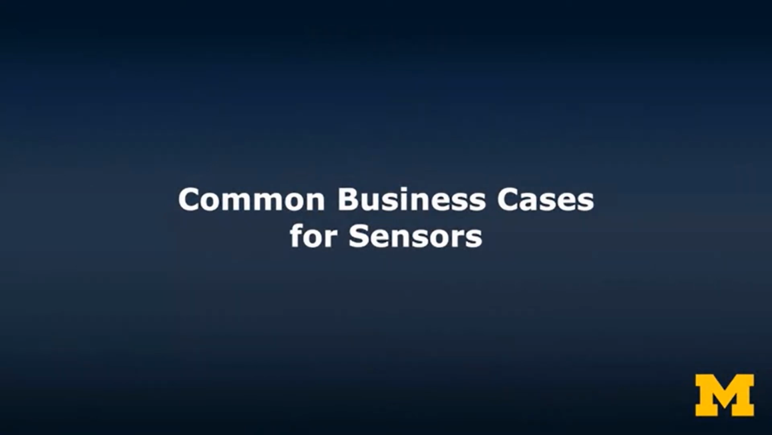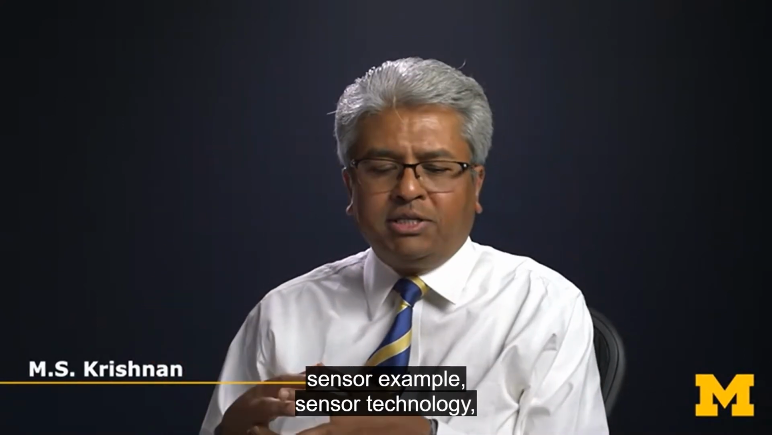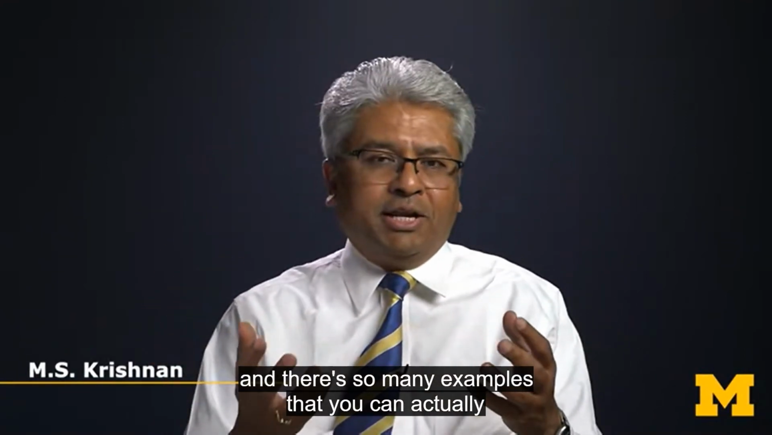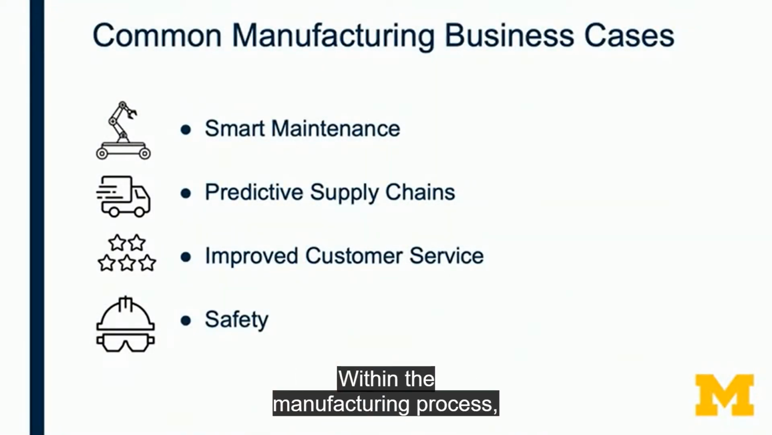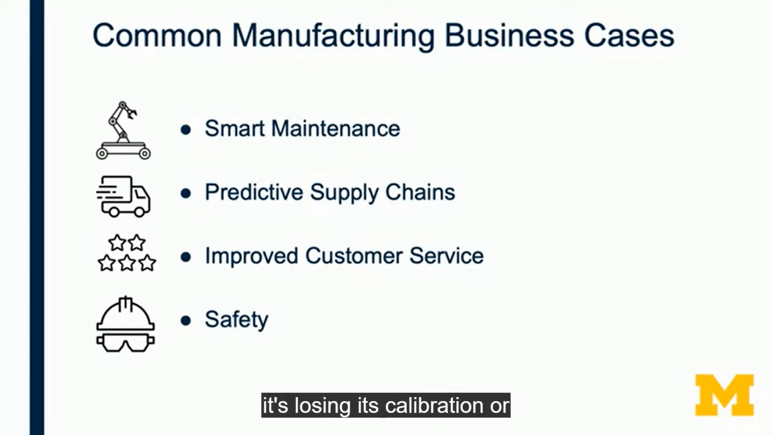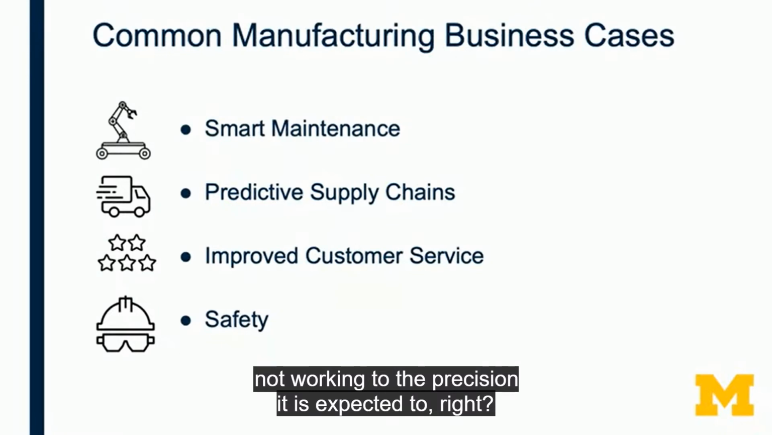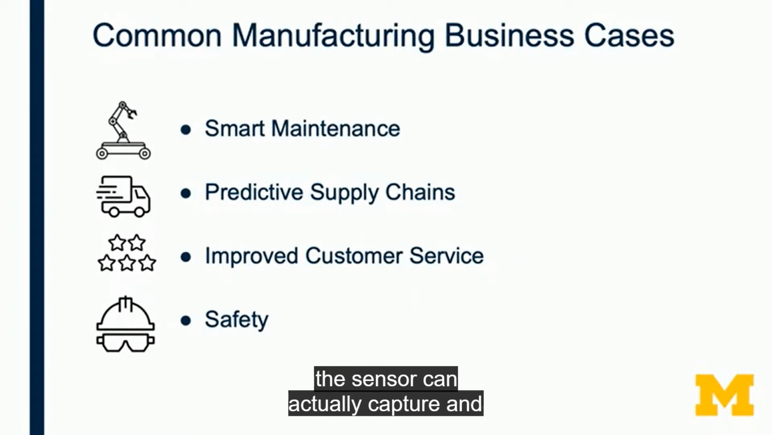In fact, if you take the same sensor example, sensor technology, there are so many examples that you can relate back in the manufacturing context. It could be used in smart maintenance. Within the manufacturing process, just assume that you have sensors and machines, and a particular machine is losing its calibration or not working to the precision it is expected to. And there are some parameters you put sensors on. Any deviation in those parameters, the sensor can capture and immediately send information back.